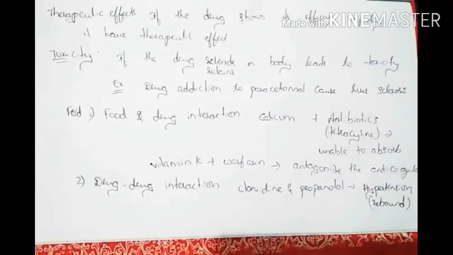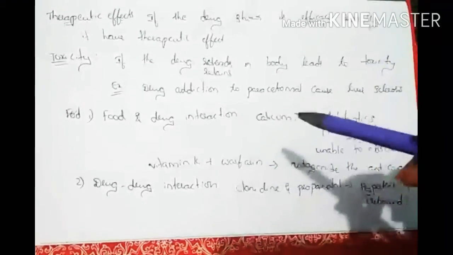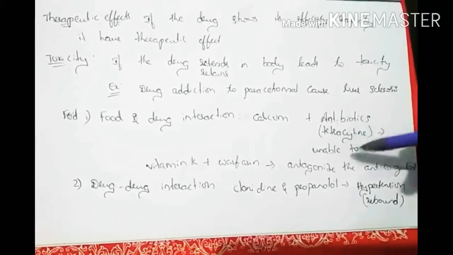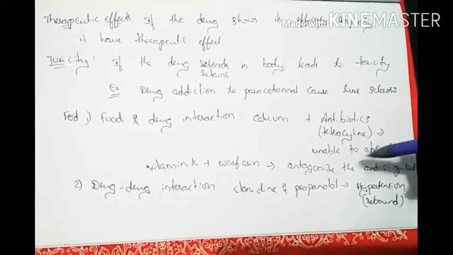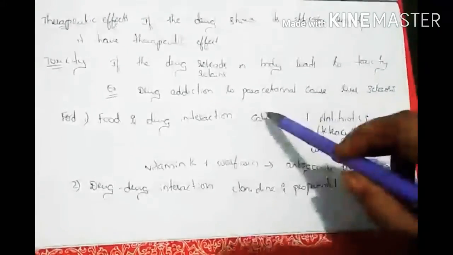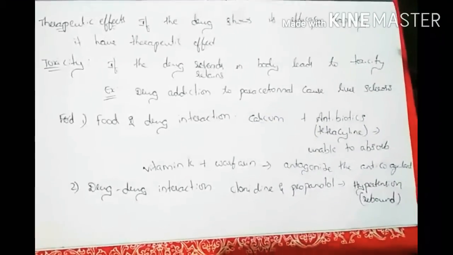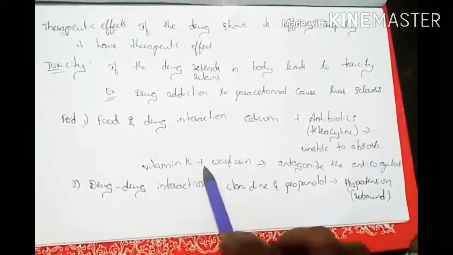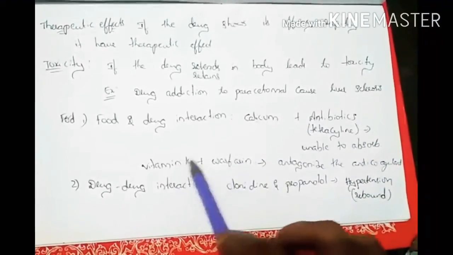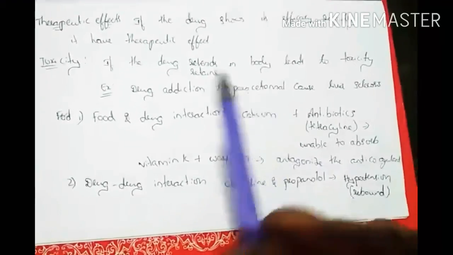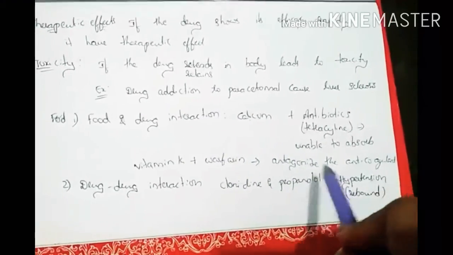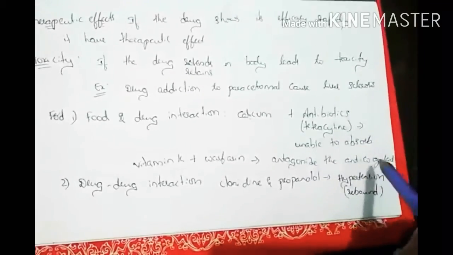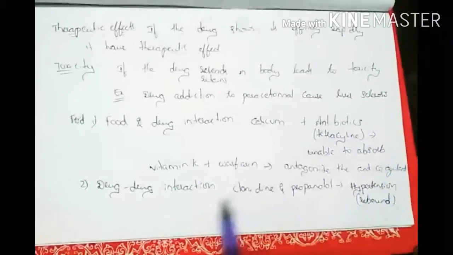If we drink milk, which contains calcium, and at the same time take antibiotics like tetracycline, the drug is unable to be absorbed, and it forms crystallization. Calcium oxalate will occur and urine crystals form. Next, vitamin K plus warfarin. If we take vitamin K and warfarin at the same time, it antagonizes the anticoagulant, so anticoagulation does not occur.